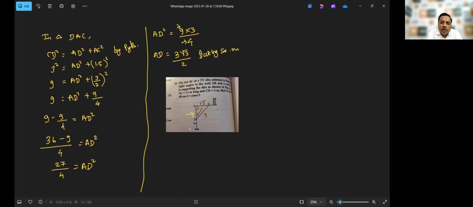Now with the help of this, tan θ is equal to opposite side, that is AC, and adjacent side AD. तो AC is 1.5 and AD is 3 root 3 by 2. So we can write 1.5 into 2 upon 3 root 3. LCM करेंगे, 2 cancel. So you have 1 by root 3. Okay, same you have to find the other also. आ जाएगा.